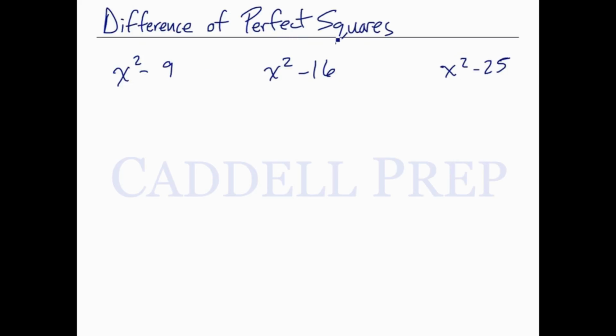Perfect squares are numbers or terms we could do the square root of. So we could do the square root of x squared, we could do the square root of 9, we could do the square root of 16, and we could do the square root of 25. That's why this is the difference of perfect squares. Two perfect squares being subtracted.